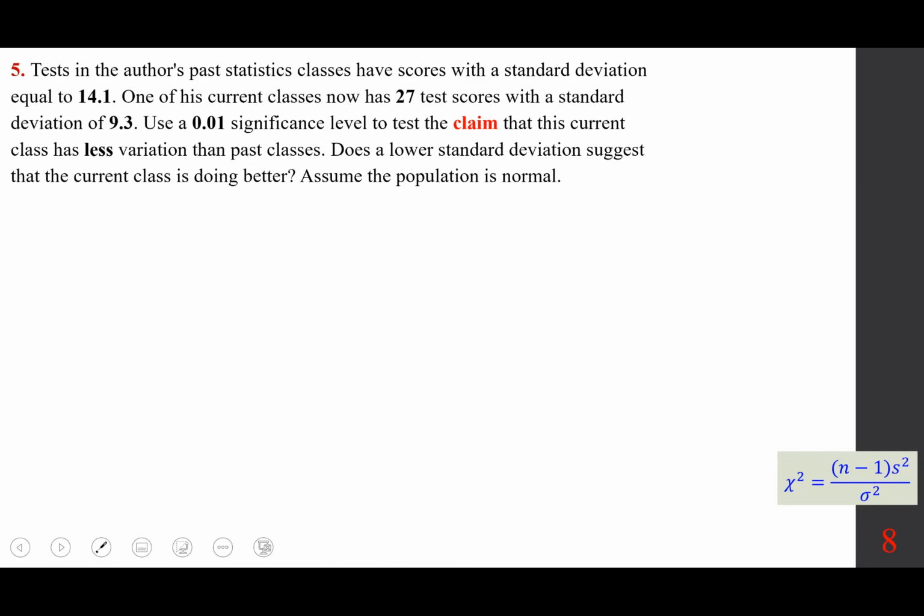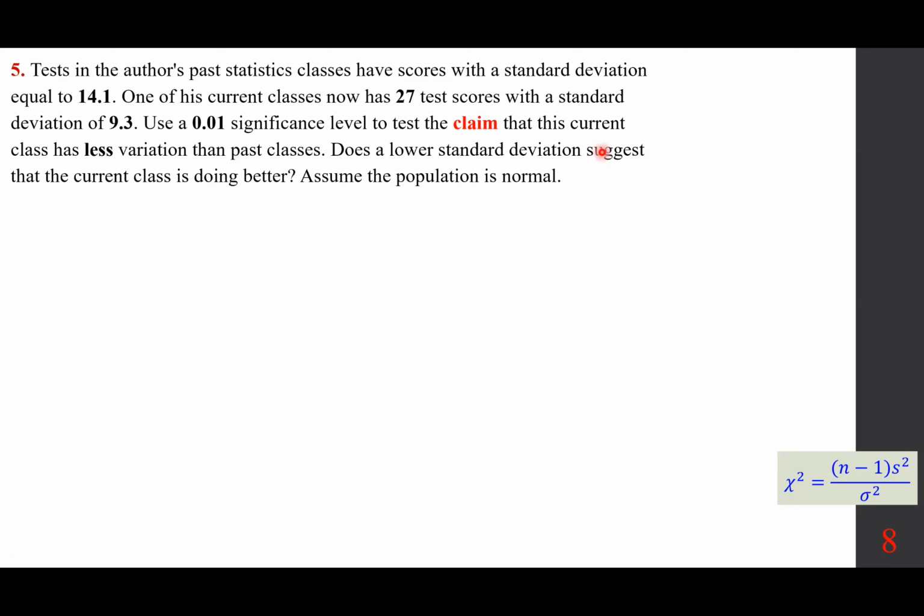Tests in the author's past statistics classes have scores with a standard deviation equal to 14.1. One of his current classes now has 27 test scores with a standard deviation of 9.3. Use a 0.01 significance level to test the claim that this current class has less variation than past classes. Does a lower standard deviation suggest the current class is doing better? Assume the population is normal.